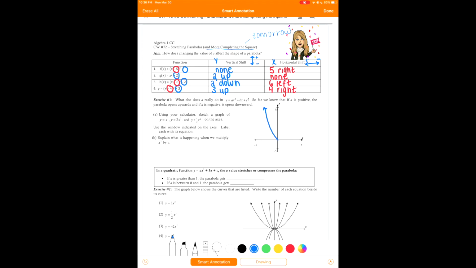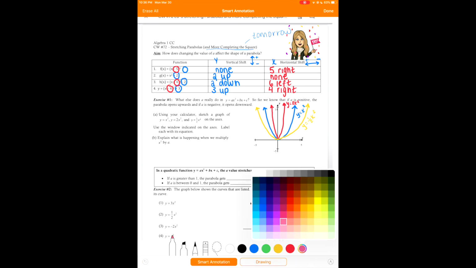It's going to look something like this. Next one I'm going to do is 2x squared. It's going to look something like this. And again, just do this in your calculator and copy your picture. And then the last one is going to be 1/2 x squared, which is going to look something like this. And then it says, explain what's happening when we multiply x squared by a.